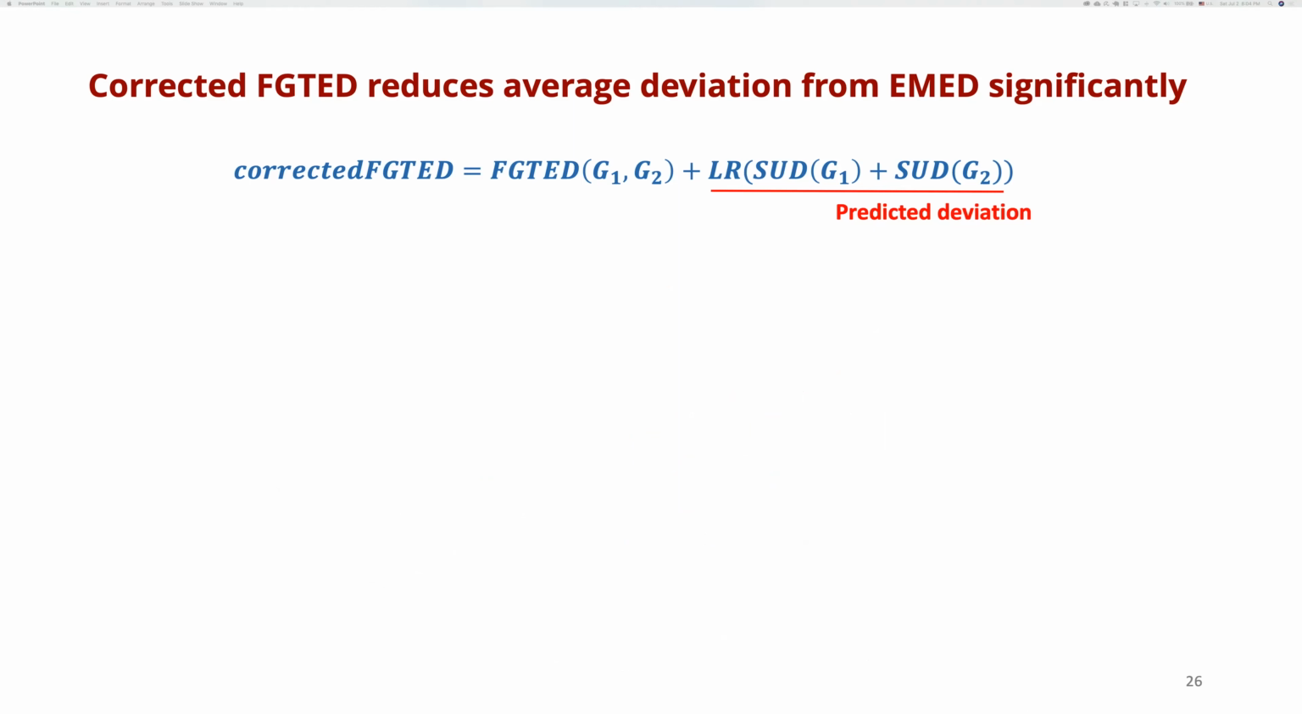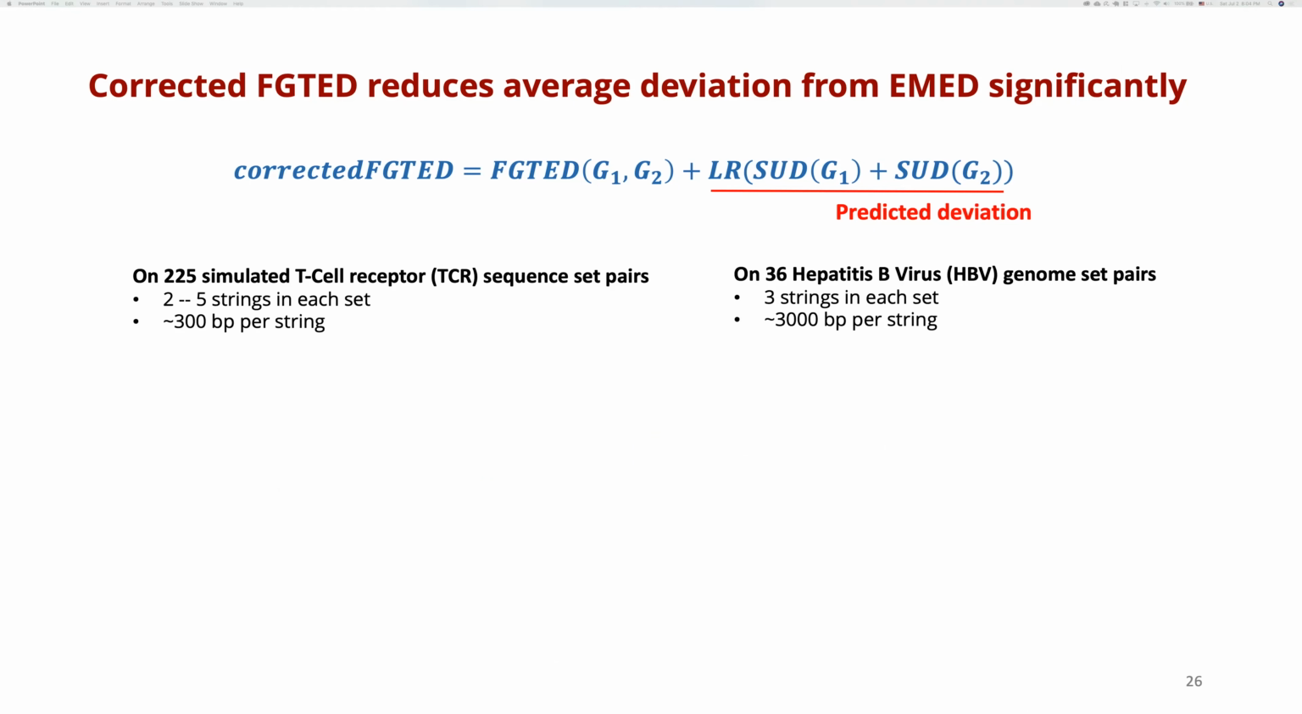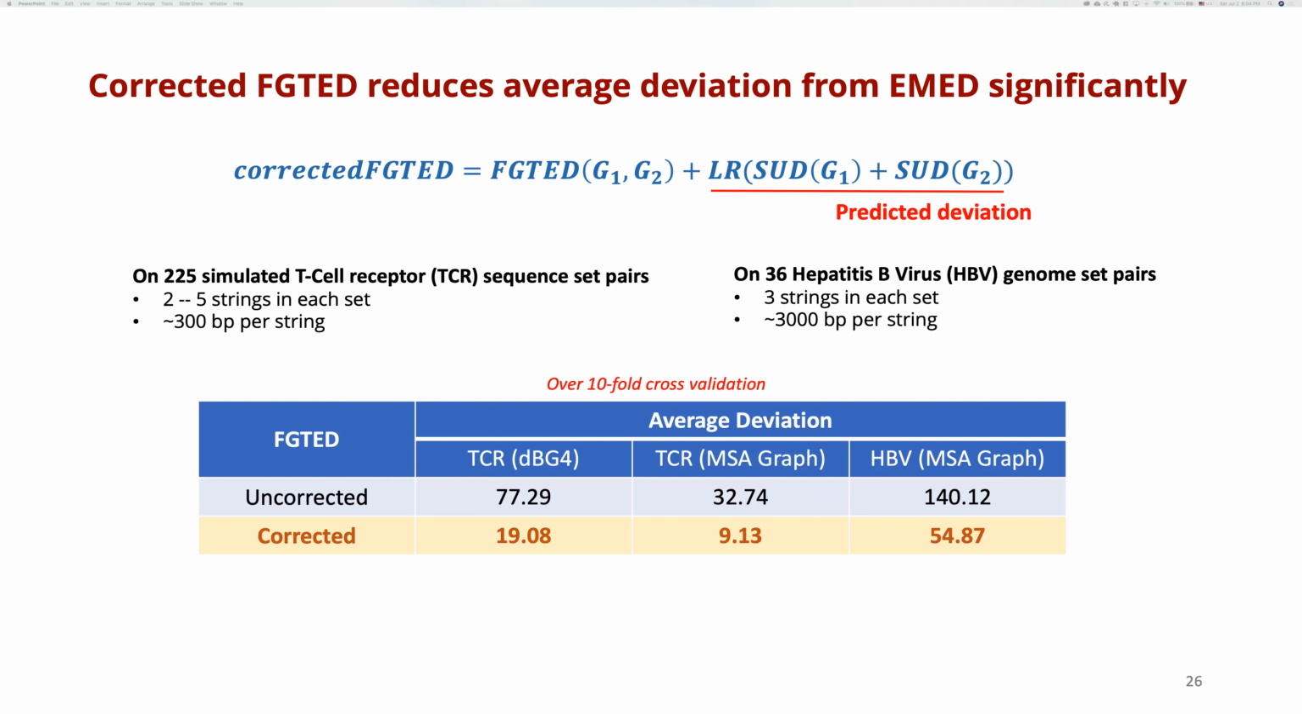We further validated our linear regression model on two data sets, the T0 sequences and the hepatitis B virus genome sets. Hepatitis virus genome sets are larger at 3,000 base pairs per string. And we perform a tenfold cross-validation to examine the average deviation of the corrected and uncorrected FGTED from EMED. During the cross-validation, we split 90% of data for training the linear regression model and the rest 10% for testing.